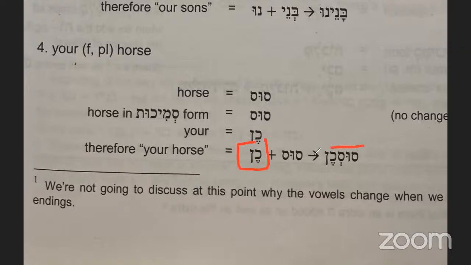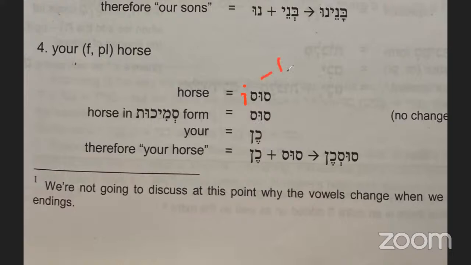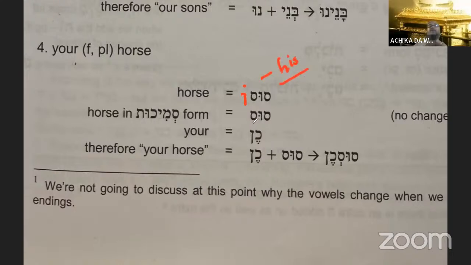Listen. Sousa Kane, excuse me. Sousa Kem, that's masculine. If I say Susa, what did I just say? Is that his horse? That's right. It's his horse. And so that's something you're going to memorize. Don't worry, you're going to memorize these things. If I say Susa, then you know it's her horse. If I say Susa Kan, it's yours.